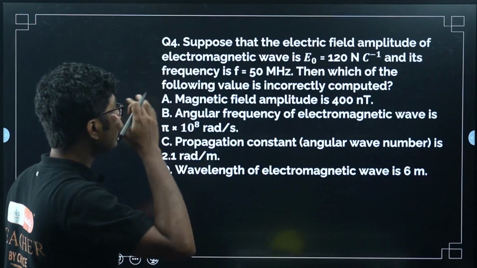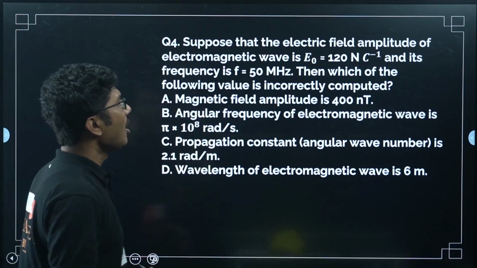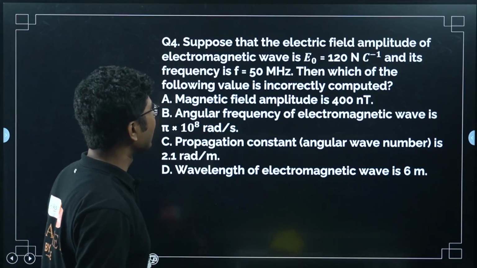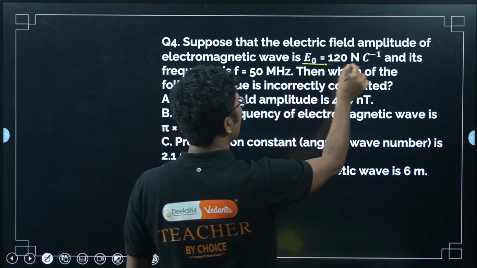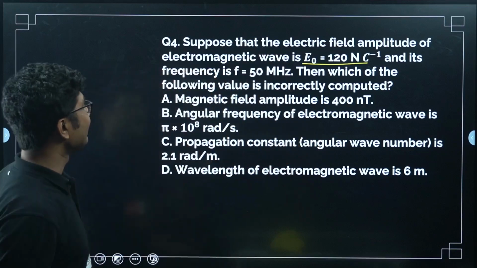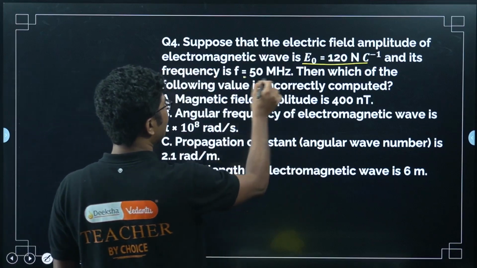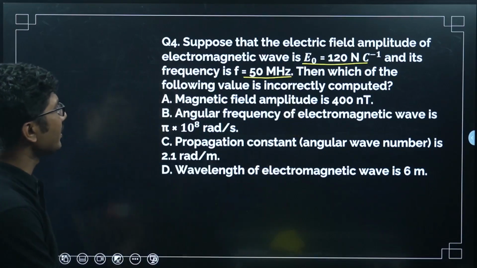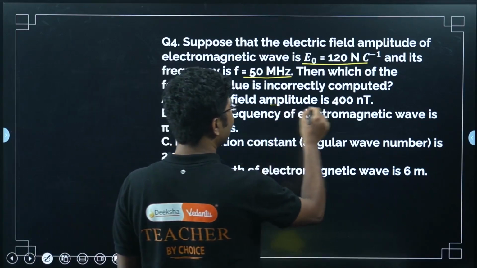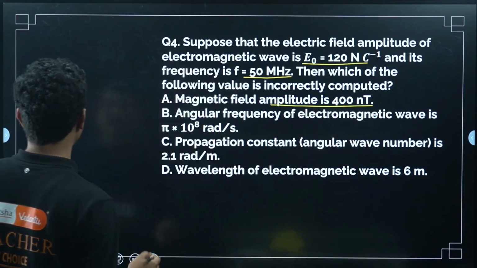Now, suppose that the electric field amplitude of an electromagnetic wave is E naught equals 120 Newton per Coulomb, and its frequency is 50 megahertz. Then which of the following values is incorrectly computed? The magnetic field amplitude is 400 nanotesla. So let us calculate the magnetic field.